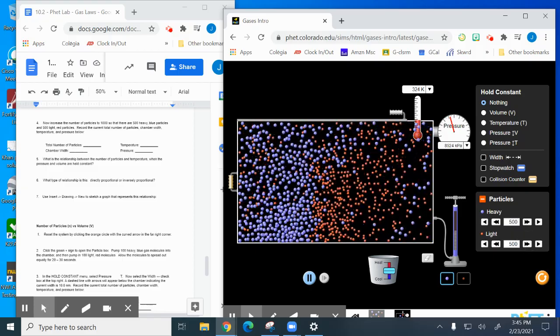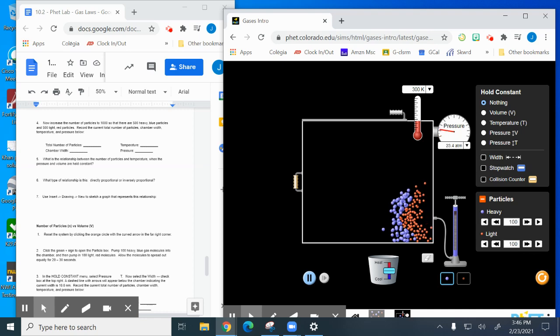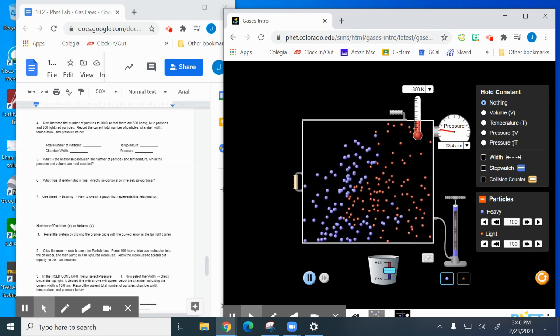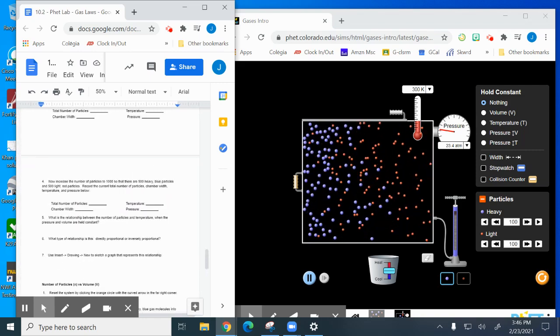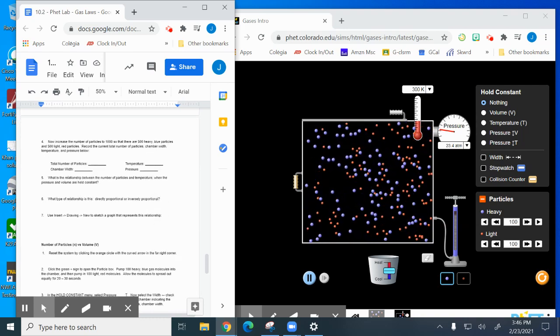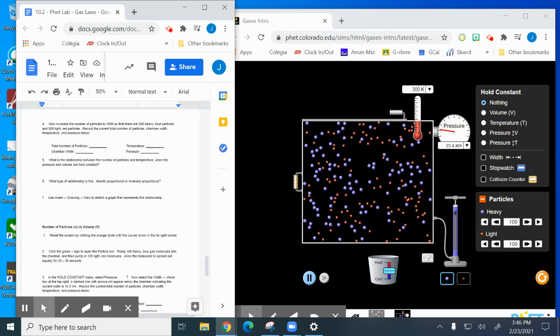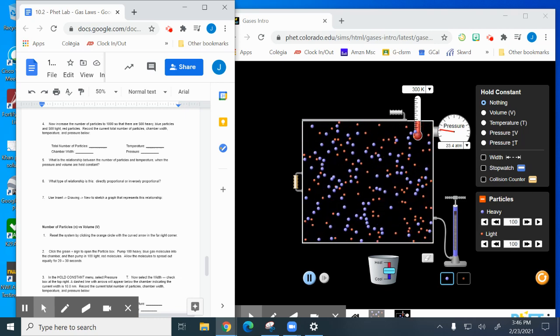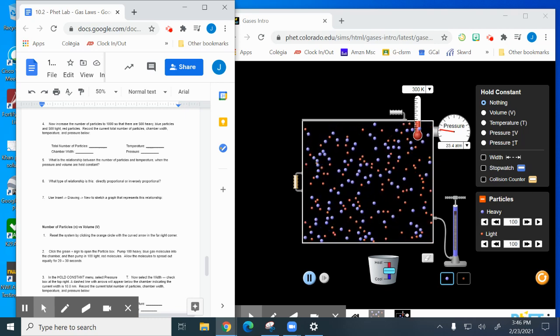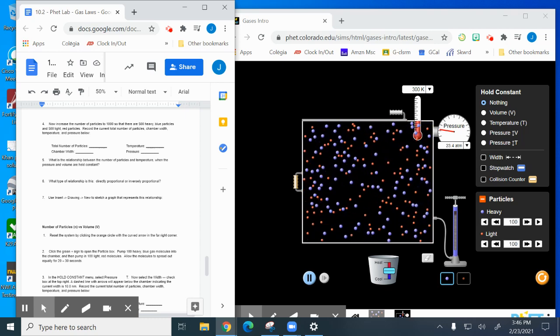Oh, I did something. I got to reset it. Okay, so we put those in there. And what are we trying to hold? We are trying to hold the pressure constant now, right? Oh, see, when you hold the pressure constant, it can either vary the volume or vary the temperature. That's interesting. Okay.